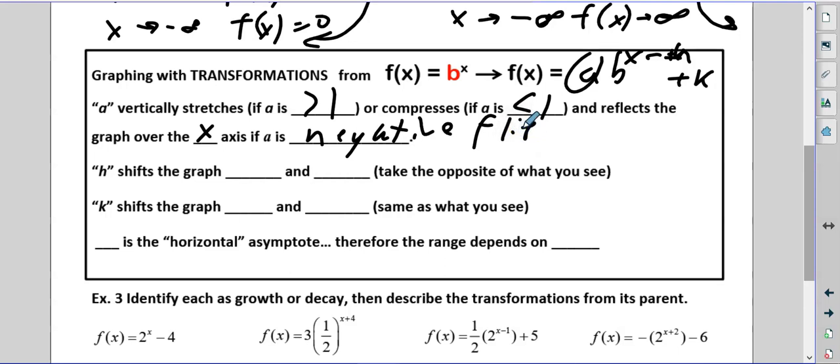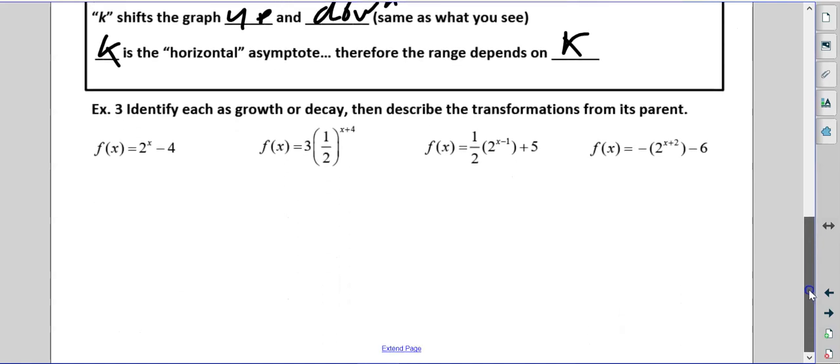H, the inside lies, shifts the graph left and right. Remember, inside lies. And K, up and down. And it's as we see it. Plus is up, minus is down. K is the horizontal asymptote. Therefore, the range depends on K. We'll see how that reflects down here. So, identify each as growth or decay, then describe the transformation. So, this 2 means growth.